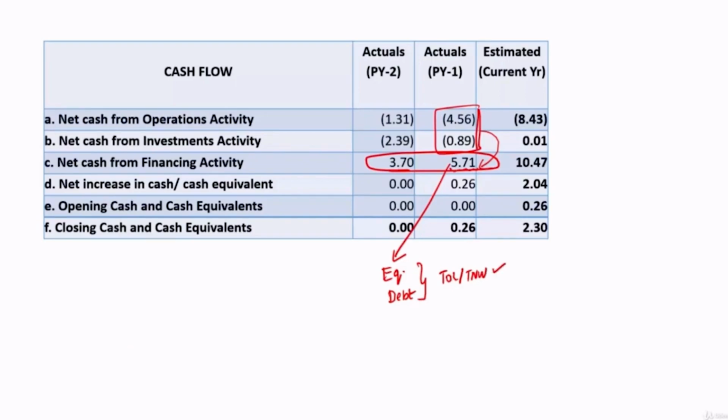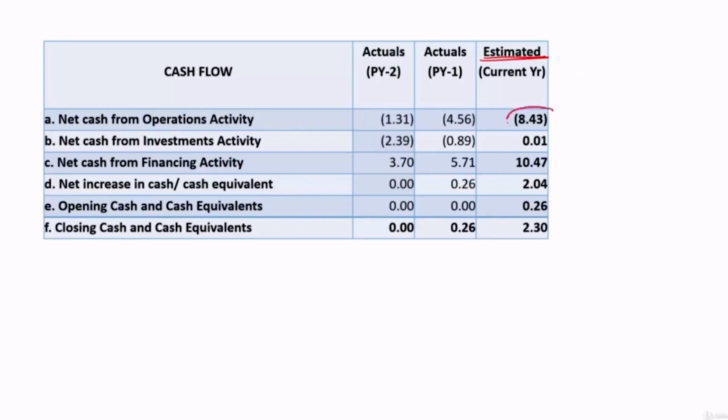So here these two outflows were managed by this inflow. After settling this, there is a surplus of 0.26 crore, and that is available as closing balance. Fine. Then what they are estimating, we'll see that as well. For the next year, they are estimating net cash from operational activity of negative 8.43 crore. So what is estimated itself is negative.